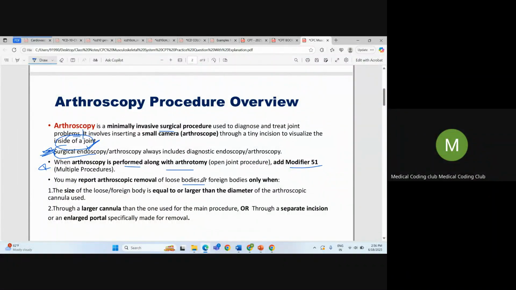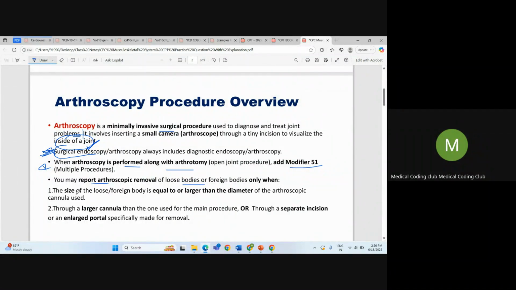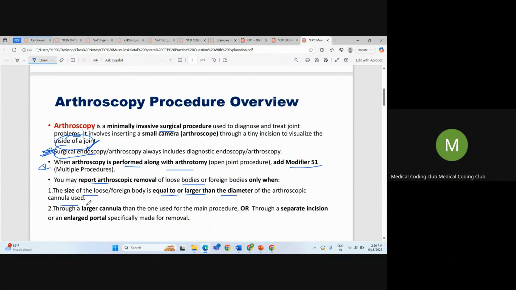Next is loose body or foreign body removal. You may report arthroscopic removal of loose bodies or foreign bodies only when the size of the loose body or foreign body is equal to or larger than the diameter of the arthroscopic cannula used. The size of the foreign body or loose body should be larger than the diameter of the arthroscopic cannula being used for the procedure. That is one very important coding guideline.